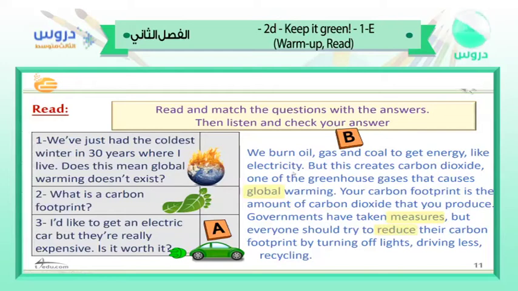B. We burn oil, gas and coal to get energy, like electricity. But this creates carbon dioxide, one of the greenhouse gases that causes global warming. Your carbon footprint is the amount of carbon dioxide that you produce. Governments have taken measures, but everyone should try to reduce their carbon footprint by turning off lights, driving less, recycling.